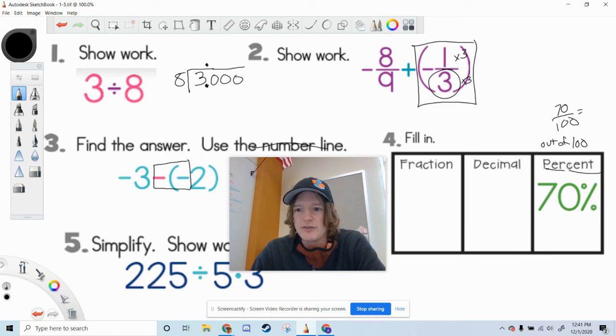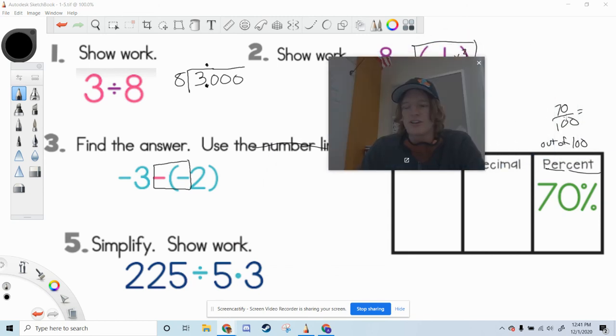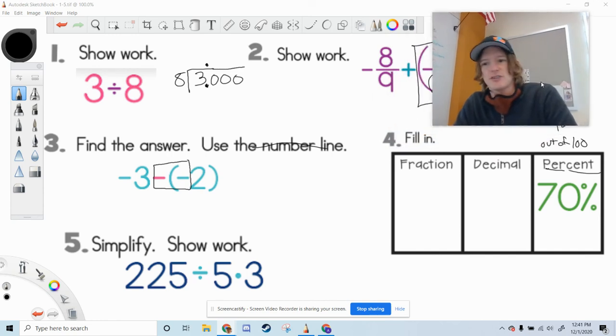For the decimal, going from percent to decimal, you should remember you only have to move your decimal a couple times. Or you can just treat this fraction up here as a division problem and divide those out.